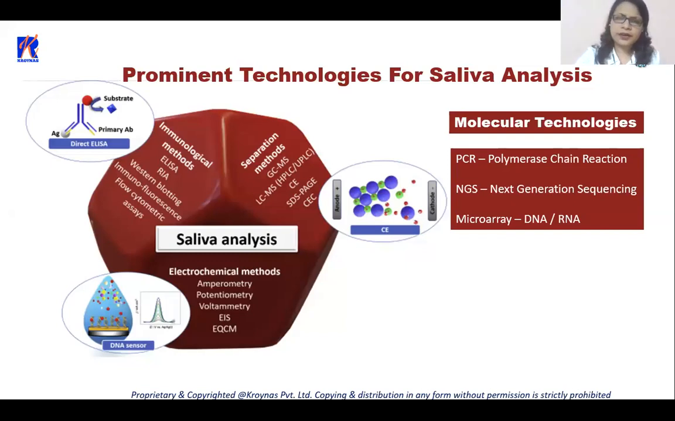Okay, so there are many techniques, but what I'm trying to do in this particular slide is just give you an overview. What technologies can you use when you're thinking of saliva as a biological sample for a test? It can be immunological methods. Many of us know the very versatile and commonly used immunological technique, ELISA, that is enzyme-linked immunosorbent assay. You might have heard about immunofluorescence. You might have heard about flow cytometric assays.